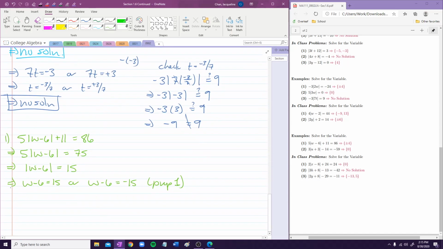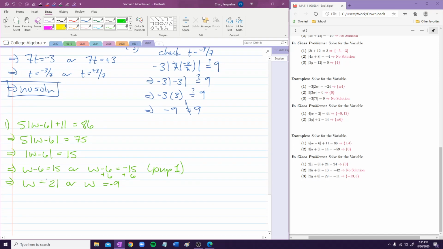So let's solve for w. I'm going to add 6 to both sides. When I do that, I'm left with 21. And then when I add 6 to both sides here, I get negative 15 plus 6. Since the signs are different, we subtract and keep the sign of the number that's bigger, which is 15. So I have w is equal to negative 9.